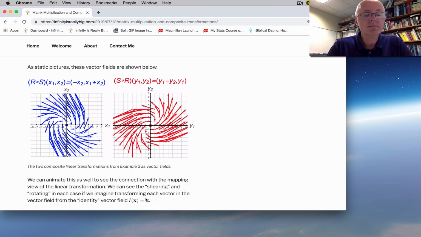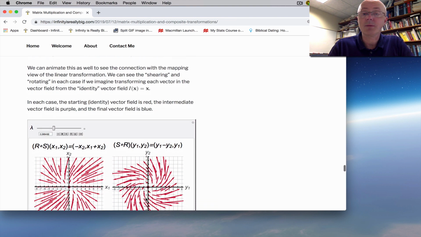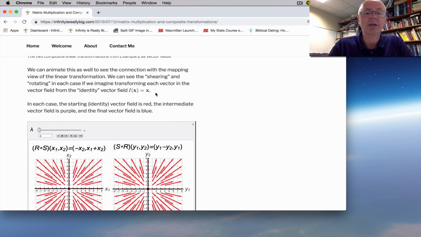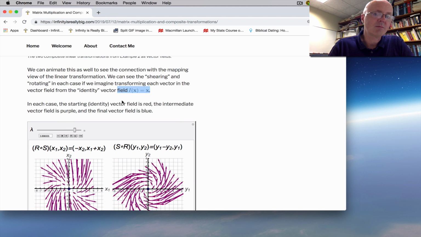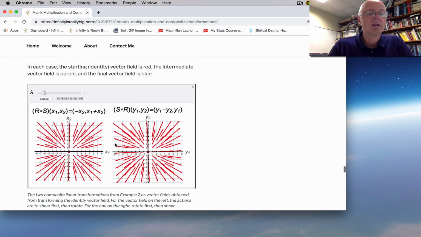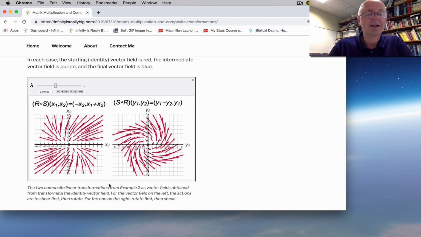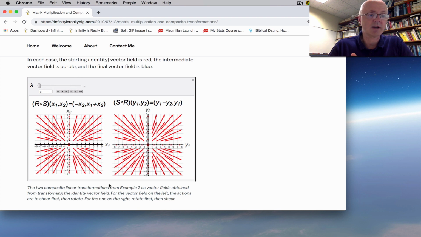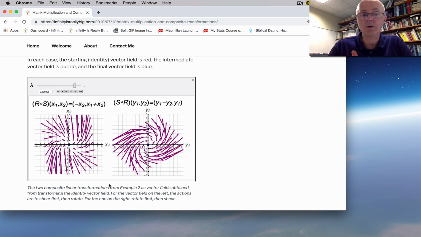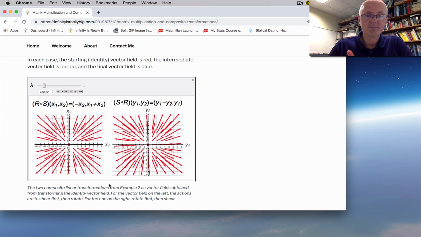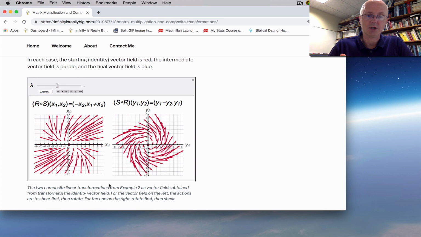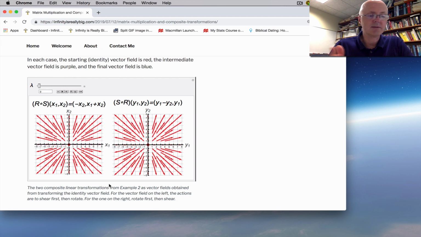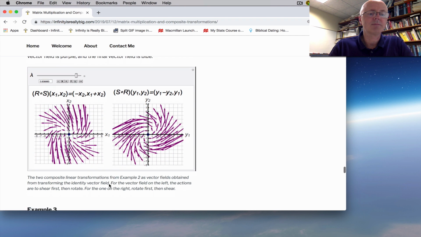This can be animated as well. If we animate from the identity vector field, in both cases, I of x equals x, where the input equals the output, but you think of the input as a point and the output as a vector. The red pictures here are the identity vector fields, and in both cases the blue pictures are the final vector fields. Again, on the left we shear first then rotate. On the right you rotate first then shear, and you get different vector fields in the end. And again, the intermediate stuff is just to help you visualize what's going on.